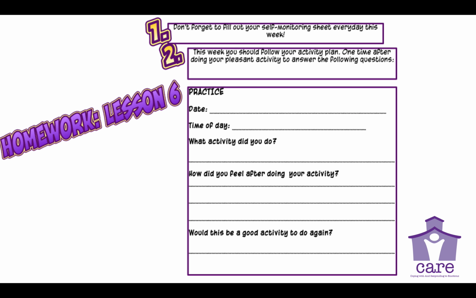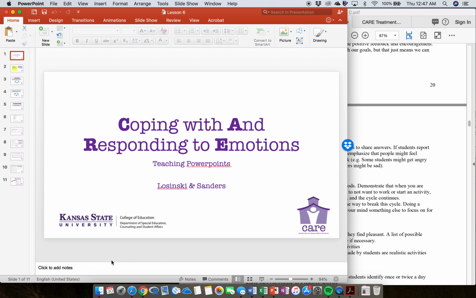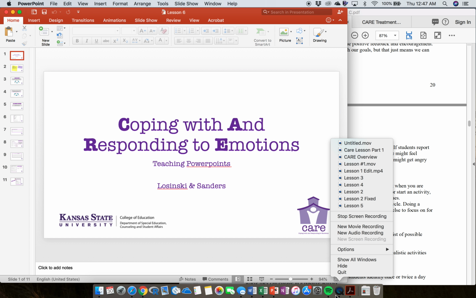And then finally, once students are done, you can briefly discuss the homework for Lesson 6. And this homework is pretty simple. It's going to be students taking a minute to reflect on a time where they used their pleasant activity and how they felt after it, and if they think this would be a good activity to do again in the future. And that is it for Lesson 6. Please don't forget to send home that parent form, or the parent handout, so parents have an idea of what is going on in Lesson 6.